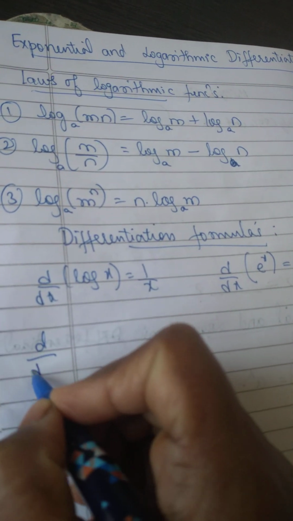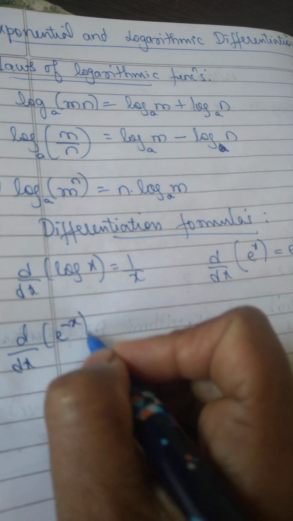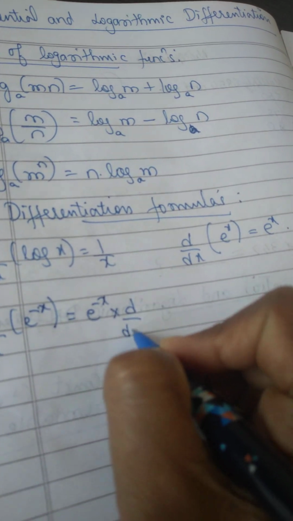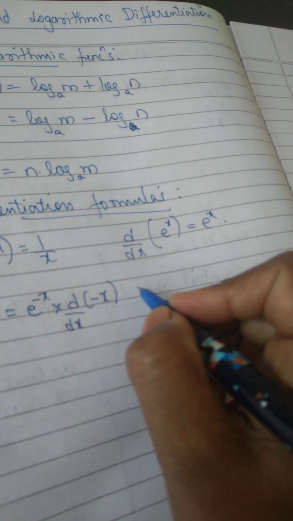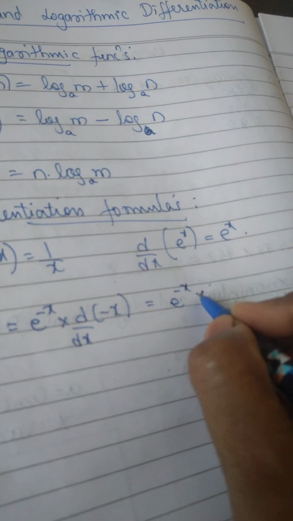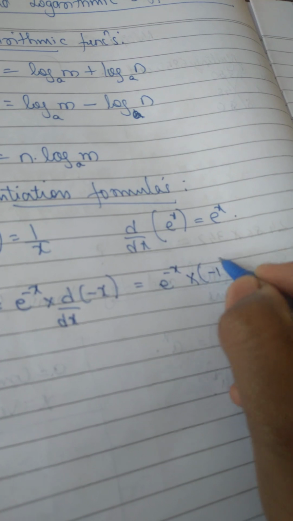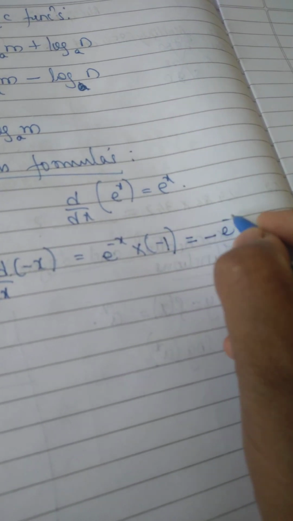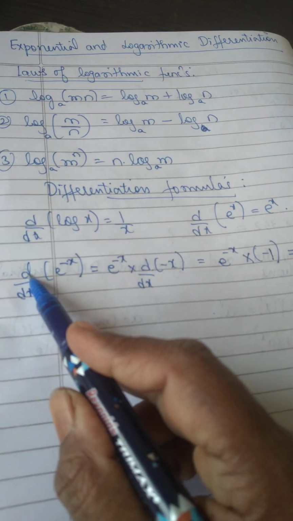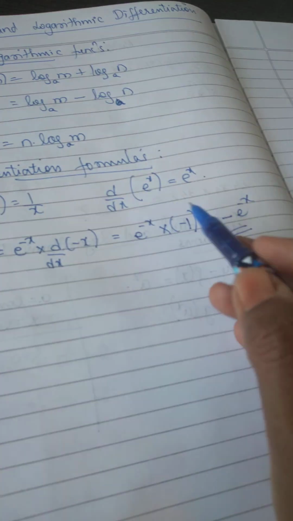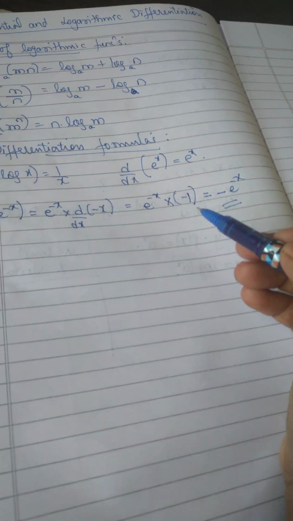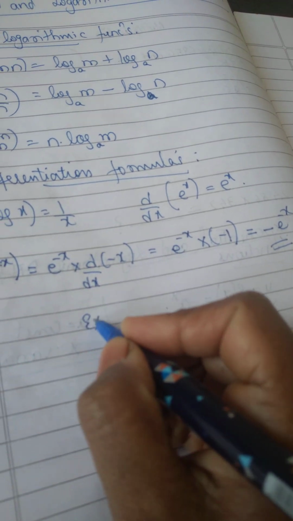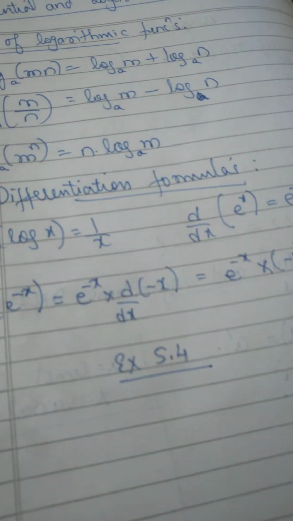One more, d/dx of e^(-x) is equal to e^(-x) into d/dx of (-x). This becomes e^(-x) into d/dx, minus remains minus, d/dx of x is 1. So therefore minus e^(-x). Therefore d/dx of e^(-x) is minus e^(-x). Keeping these formulae in mind, let us start solving exercise 5.4.